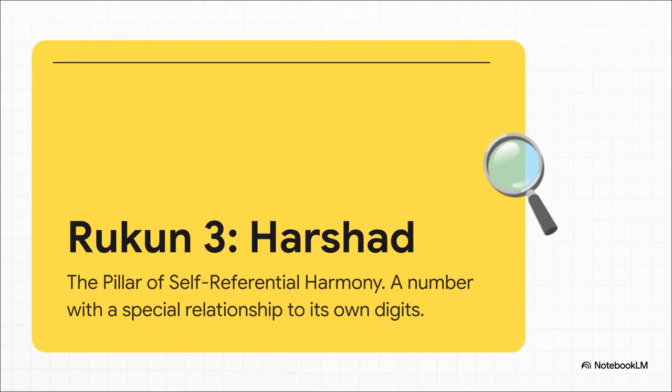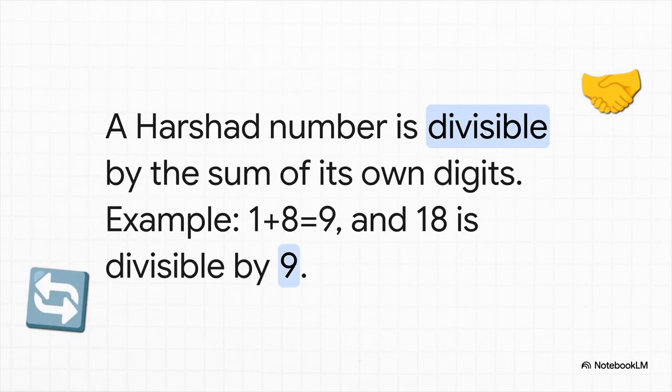Our third pillar is a bit more introspective. It's called Harshad, and it's all about a number's relationship with its own digits. So here's the key thing. A Harshad number can be perfectly divided by the sum of its own digits. The classic example is 18. You add 1 plus 8, you get 9. And since 18 is divisible by 9, it creates this really neat self-contained loop of internal harmony.